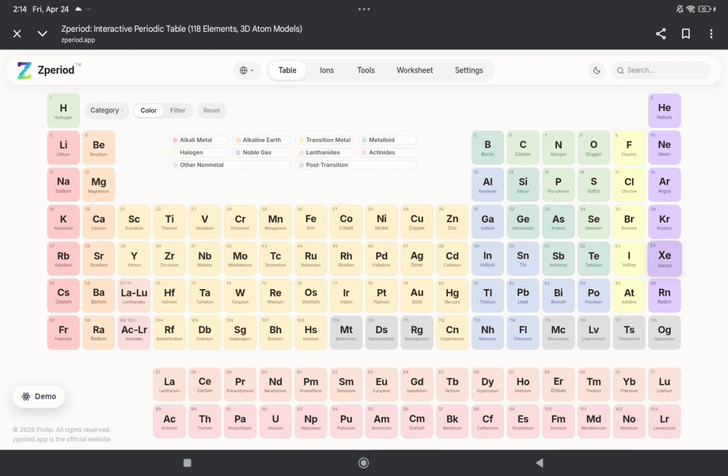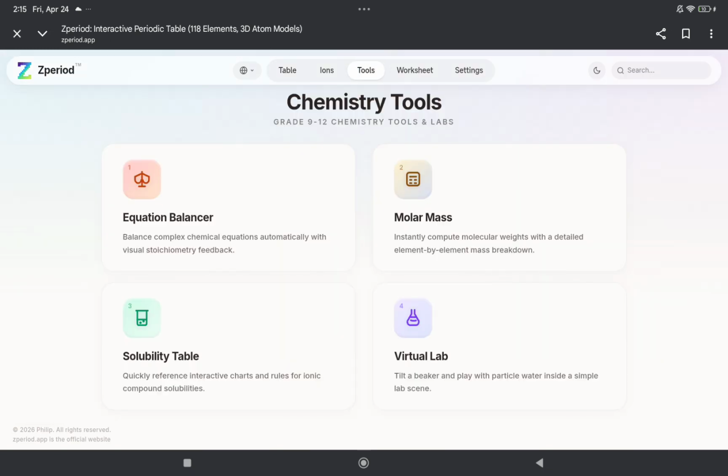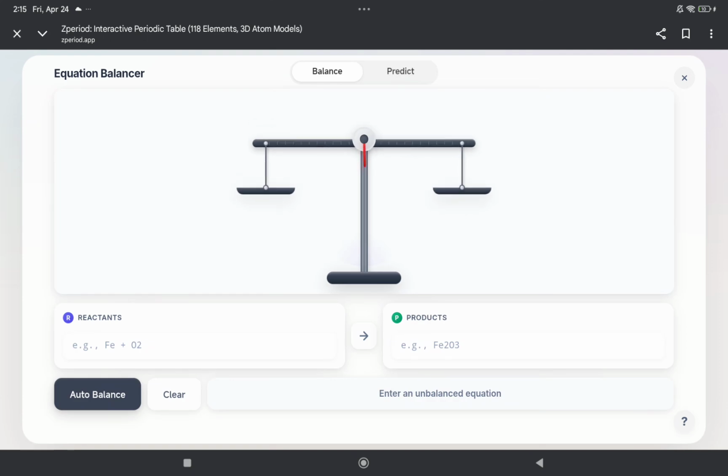So the elements: hydrogen, helium, lithium, beryllium, boron, carbon, nitrogen, oxygen, fluorine, neon, sodium, magnesium, aluminum, silicon, phosphorus, sulfur, chlorine, argon, potassium, calcium, titanium, vanadium, chromium, manganese, iron, cobalt, nickel, copper, zinc, gallium, germanium, arsenic, selenium.